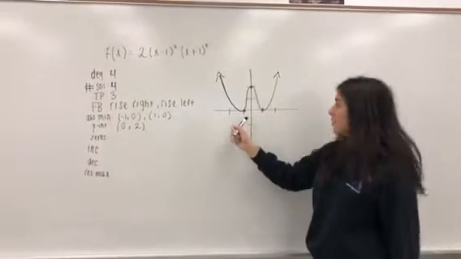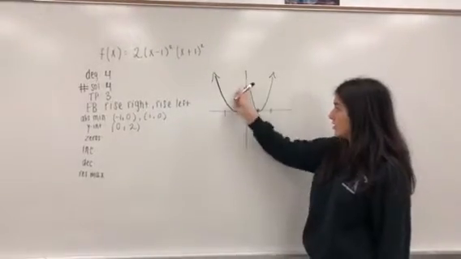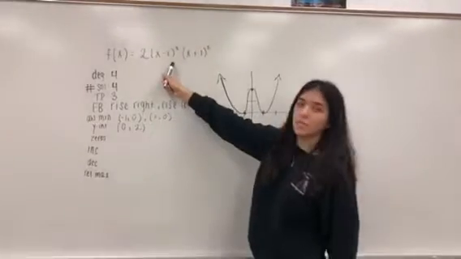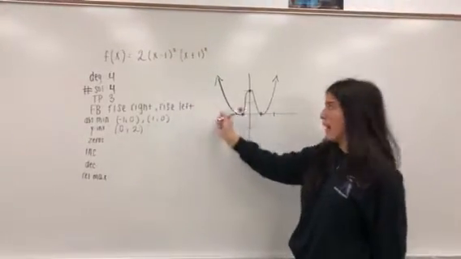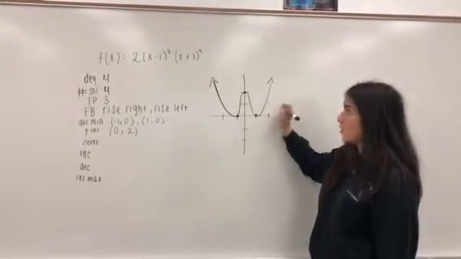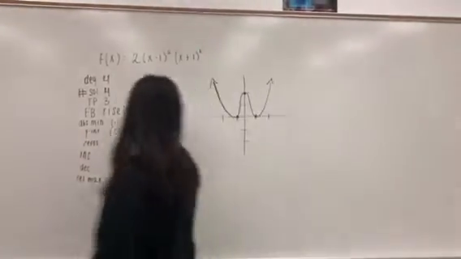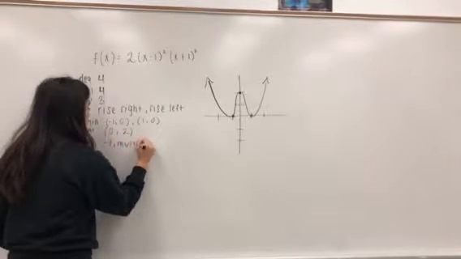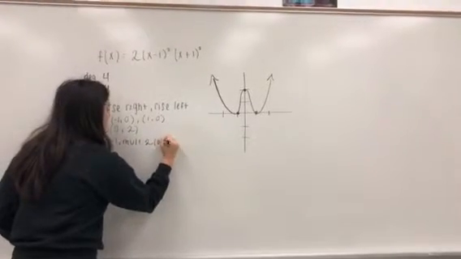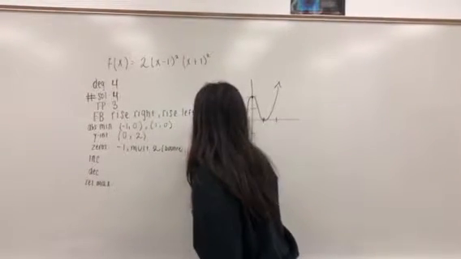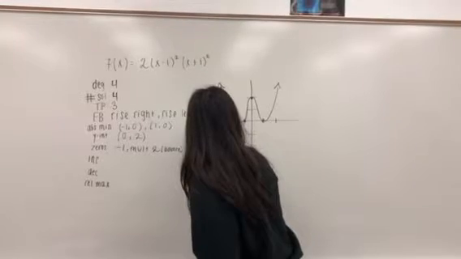And now I'm going to explain why I went this way in the graph. So the zero at -1 has a multiplicity of 2, which means we bounce. And the zero at +1 also has a multiplicity of 2, and we also bounce. So we're going to fill in our zeros. Since 2 is even, we bounce, but if it was odd, we would go through.